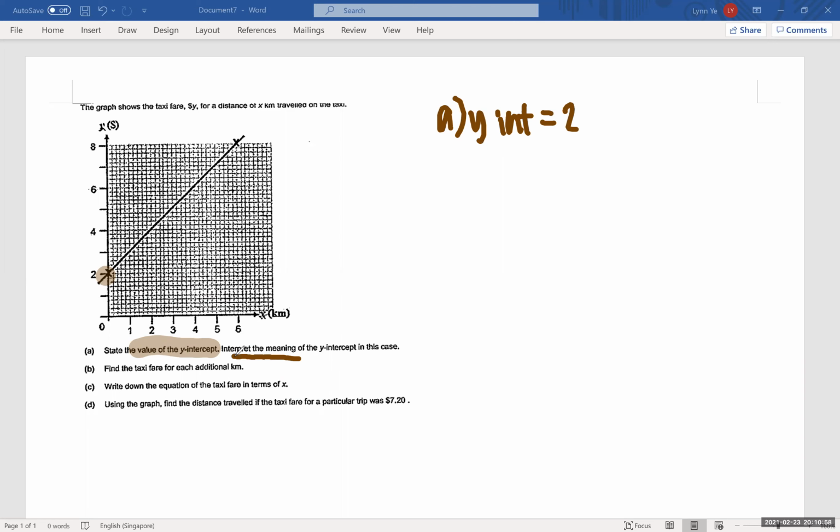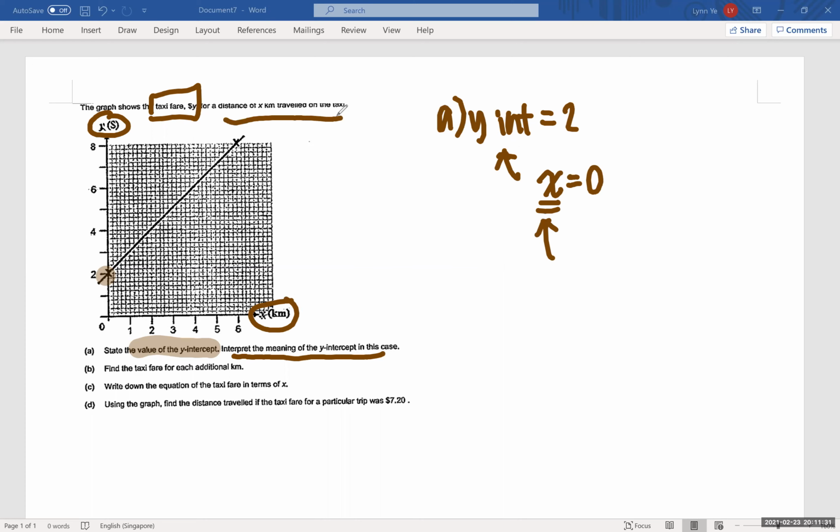They ask you to interpret the meaning of this y-intercept. Whenever we want to explain what the y-intercept is, you first need to understand what the y-intercept is referring to. If you look at the y-intercept, which is here, the dollar sign is actually referring to the taxi fare. Next, you need to understand that the y-intercept can only occur when x is 0. And then what does this x mean in this case? This x is actually referring to km, that is the distance traveled.